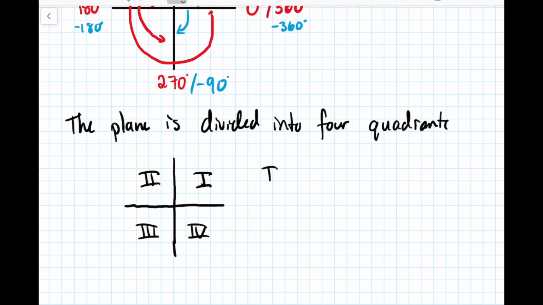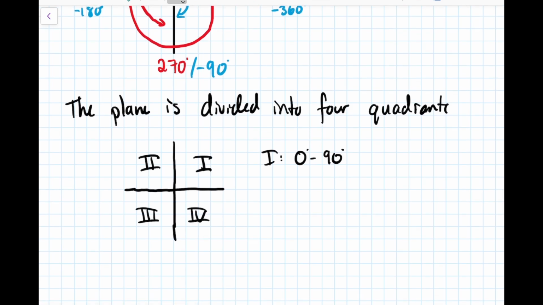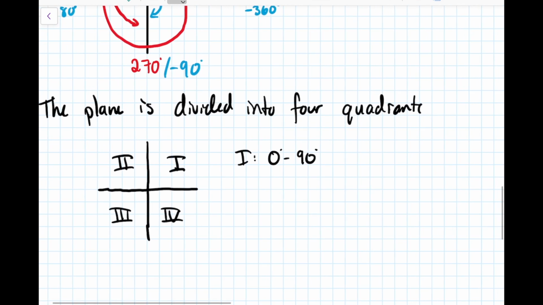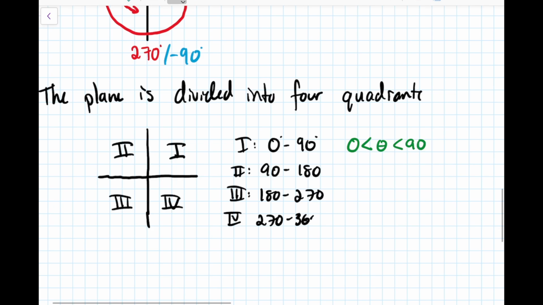So quadrant 1 is everything from 0 degrees to 90 degrees, not including 0 and 90, so the angles on the axes don't count. Technically, if we were writing this properly, we would say it's everything between 0 and 90, but not including. We're not typically going to write those. Quadrant 2 is everything from 90 to 180. Quadrant 3 is 180 to 270. And 4 is 270 to 360.